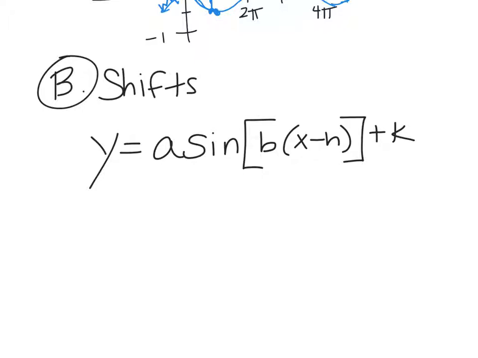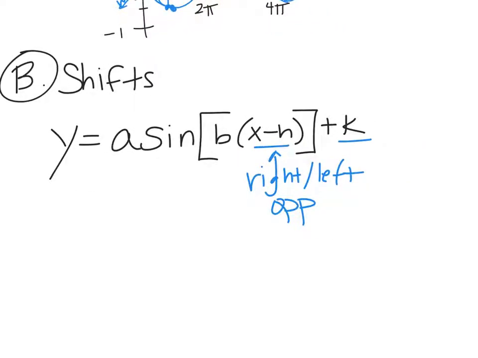Okay, so we know the a and the b part already. A is the amplitude. It affects the stretch, how far up and how far down. B is the period. The new things here are h and k. And they're exactly the way they are in a normal graph that we've done with our parent functions. H is going to be a horizontal shift of right or left in the opposite direction. Then K is going to be a shift of up or down in the same direction.